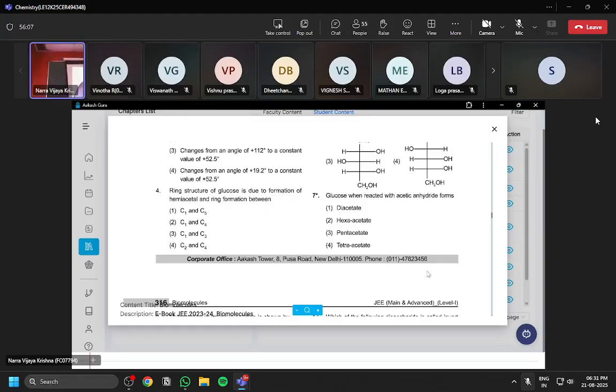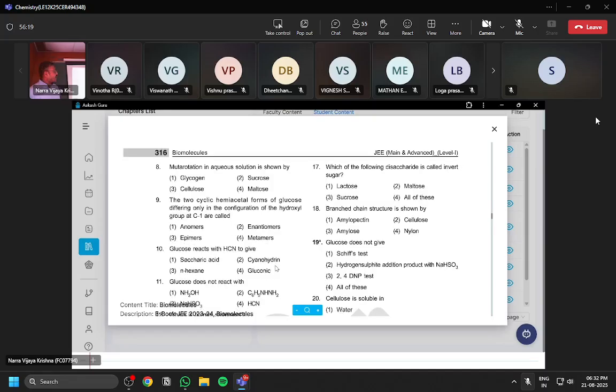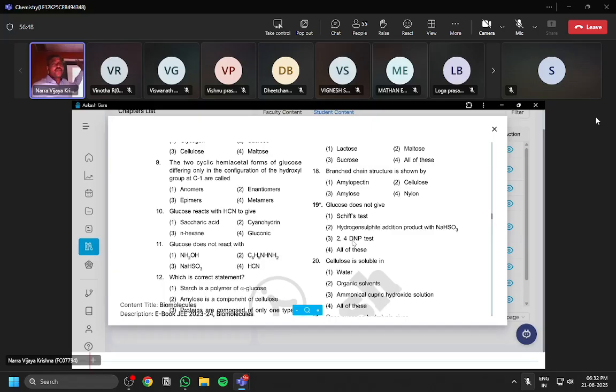Now, glucose when reacted with acetic anhydride forms pentaacetate. Mutarotation in aqueous solution is shown by which one? To show mutarotation, what should be free? The hemiacetal OH. That OH should be free. In which of these four will that OH be free? Not in sucrose, not in cellulose. The answer is maltose. Over. Are you able to understand? In that way, can you solve all these questions?